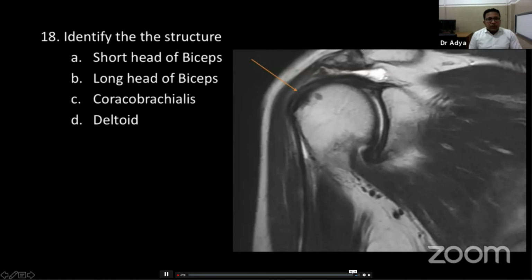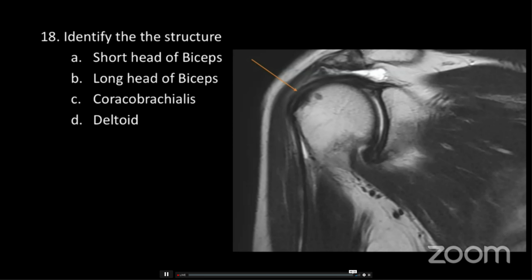Coming to the next question, question 18, identify the structure. A, short head of biceps, B, long head of biceps, C, coracobrachialis, or D, deltoid? The poll is live, sir.